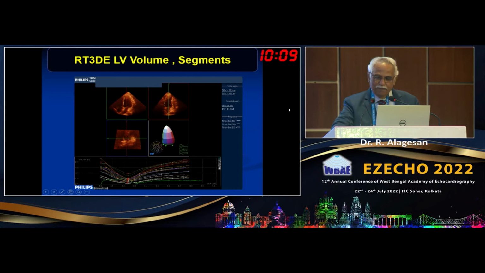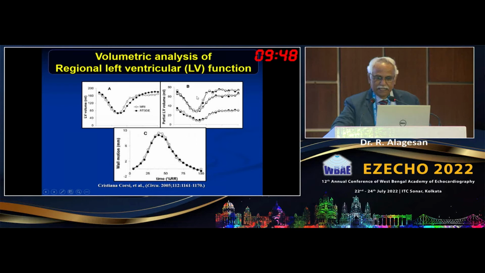This curve can be obtained for all the 16 segments at the basal level, mid-ventricular, and apical level. For each segment, we can measure the time taken from the onset to the minimum volume. Again, this has been correlated very well with the MRI data. The curves for contraction to the minimum volume coincide very much. This is for the basal, mid-ventricular, and apical segments of the left ventricle. Again, the correlation is excellent.